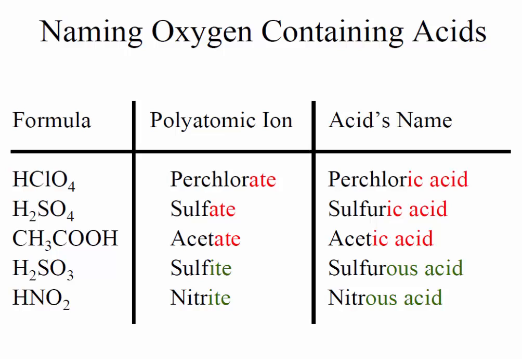Now we've got some "ite" examples. H2SO3 is sulfite, so the "ite" ending becomes "ous," so sulfite becomes sulfurous acid. HNO2 is nitrite, which becomes nitrous acid. So "ites" become "ous," "ates" become "ic."